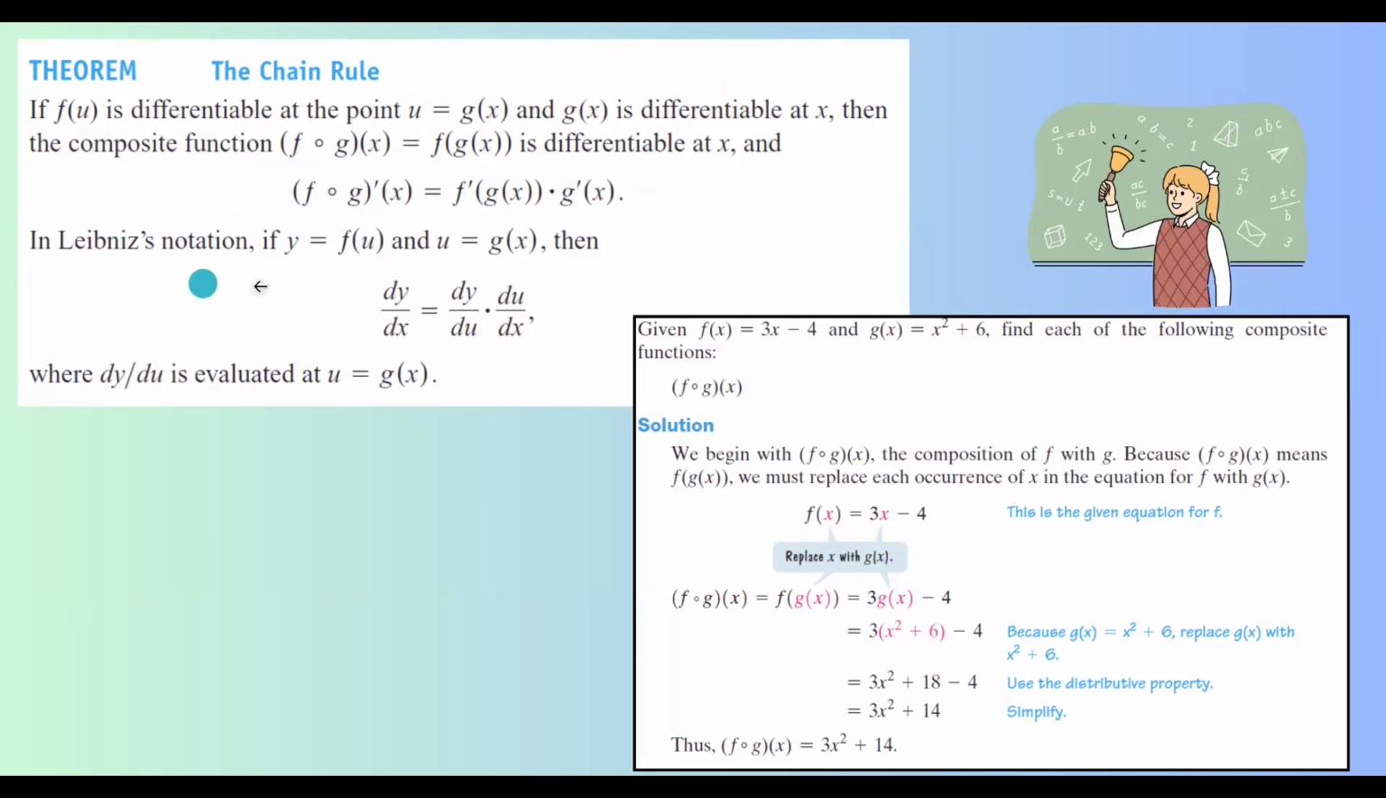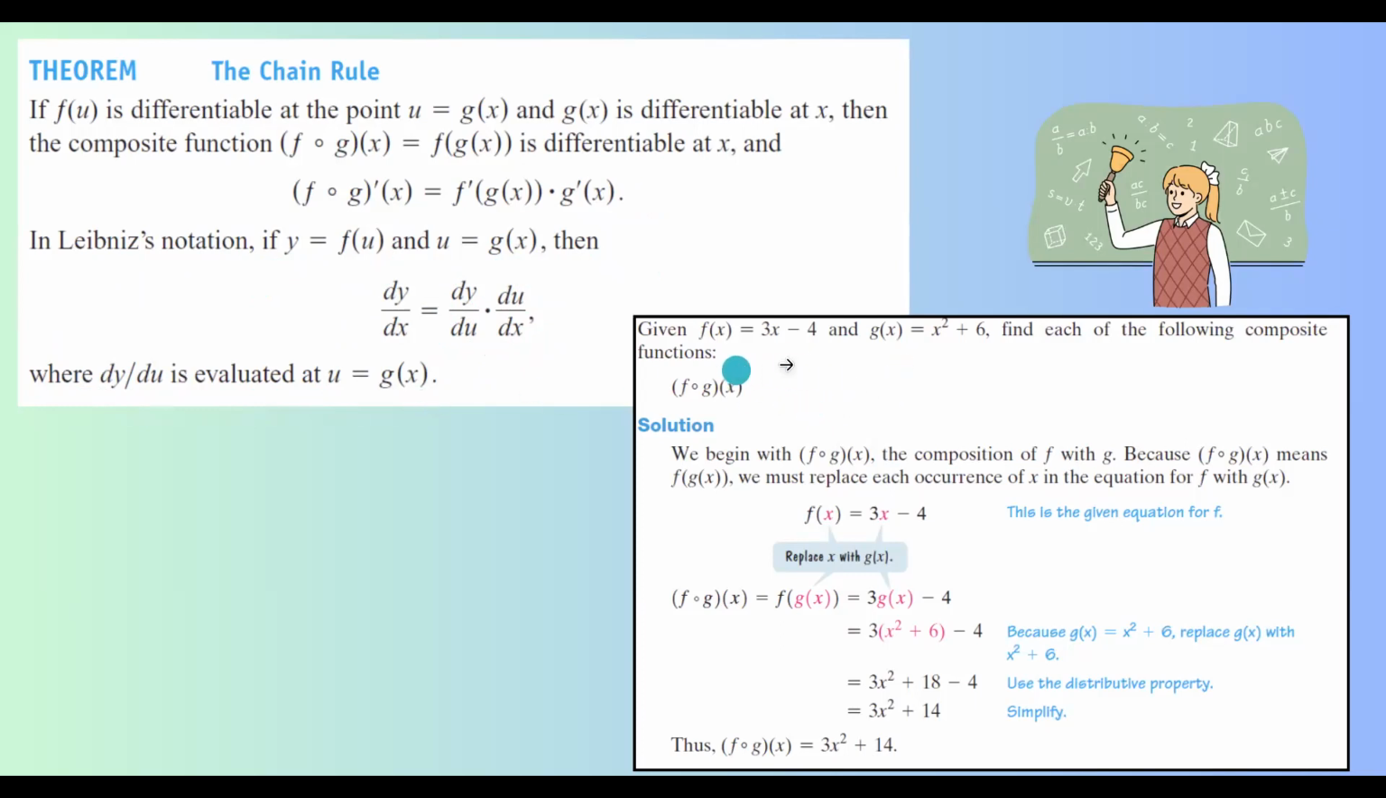So the Leibniz notation says that if y is equal to f of u and u is equal to g of x, the derivative of y with respect to x is the multiplication between the derivative of y with respect to u times the derivative of u with respect to x, where dy/du is evaluated at u equals g of x. Now let's go back to algebra.